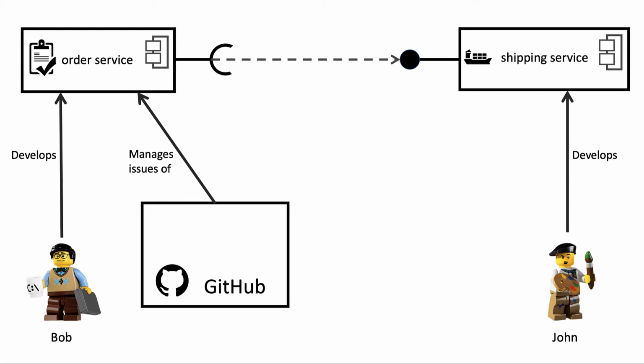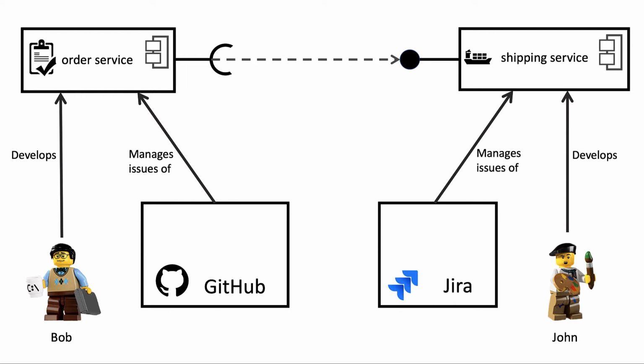Since the services of this component-based architecture are independently developed, each service manages its issues in a separate issue management system. Therefore, the order service's issues are managed in a GitHub repository, while John manages the shipping service's issues in a Jira project. One day, John gets a brilliant idea to write some source code for the shipping service's interface. However, his implementation is a bit buggy. Since the order service invokes this interface's functionality, the bug propagates to the order service.